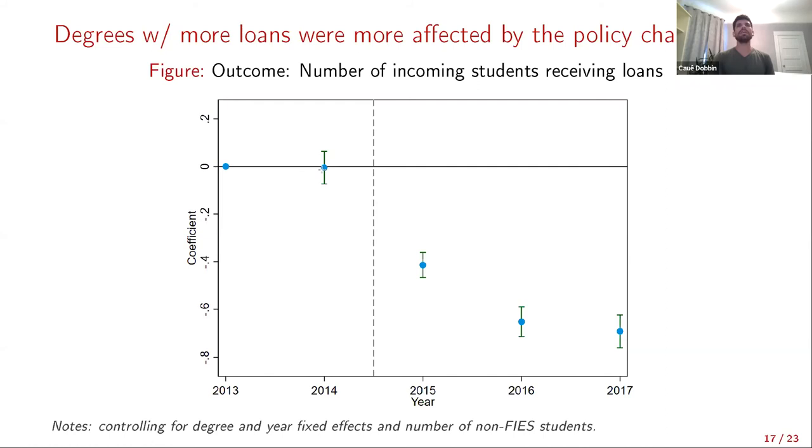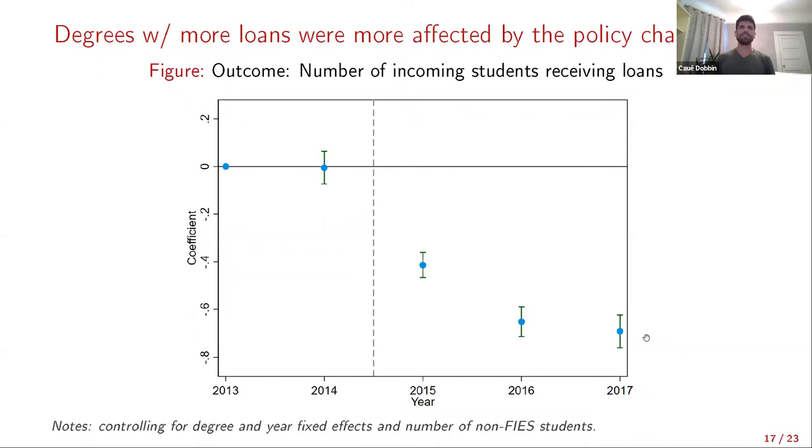And then after the policy change, you see that the degrees that before the policy had a lot of people with loans lost a lot. And the degrees that had very few people with loans didn't lose much. So that's showing us that, indeed, as you would expect, the degrees that had more people with loans before the policy were the ones that were more affected. So they lost more people with loans.